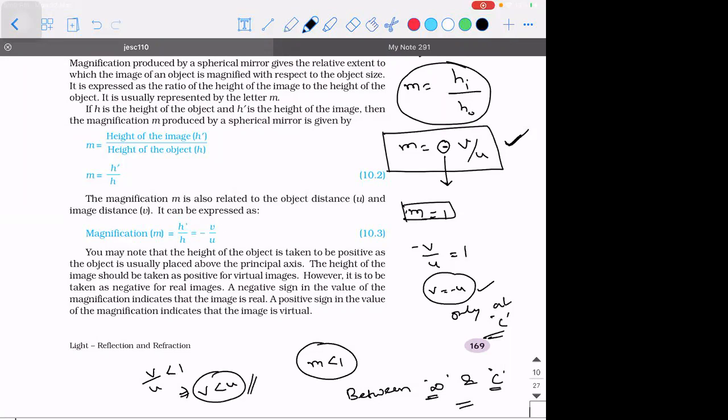Similarly, if I put the same question: an object is placed in front of a convex mirror and its magnification is less than 1. Identify the location of the object.